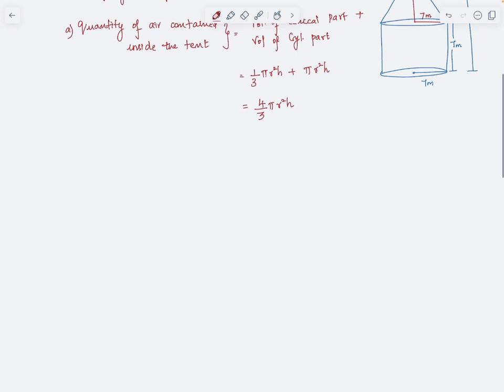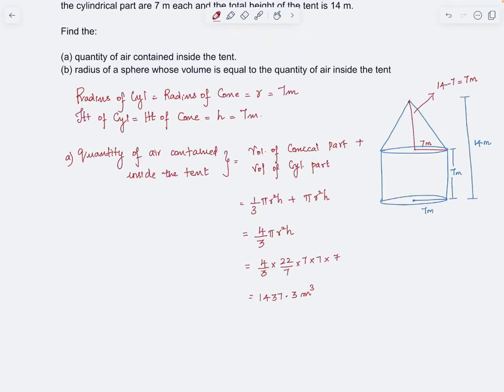On substituting the values for r and h, r is 7 and height is also 7. So we get 1437.3 meter cube.